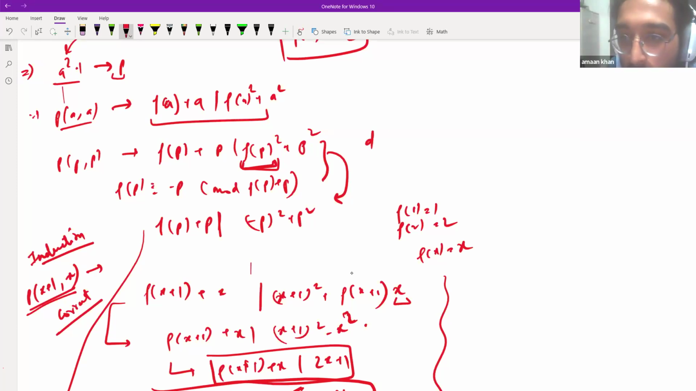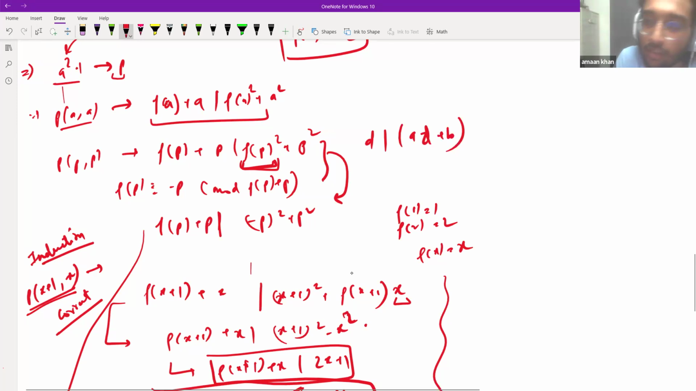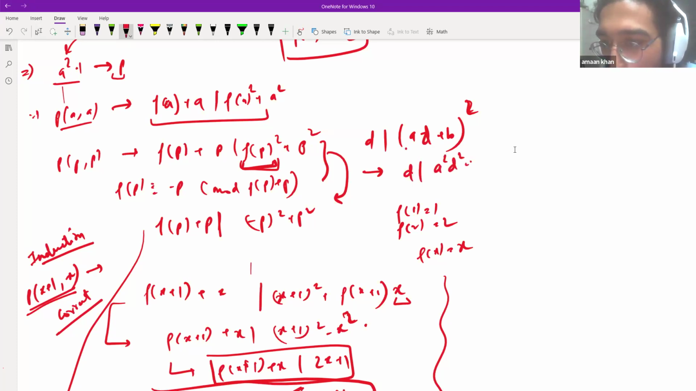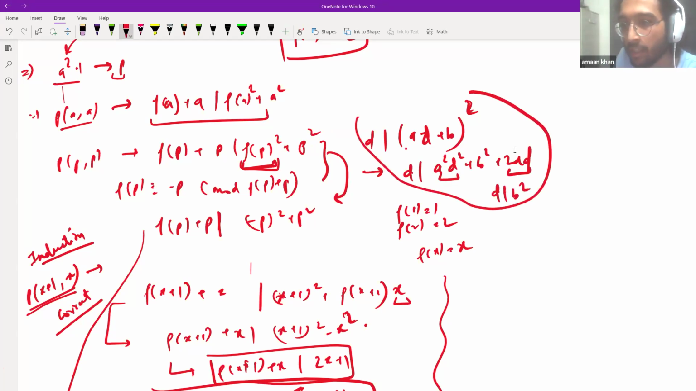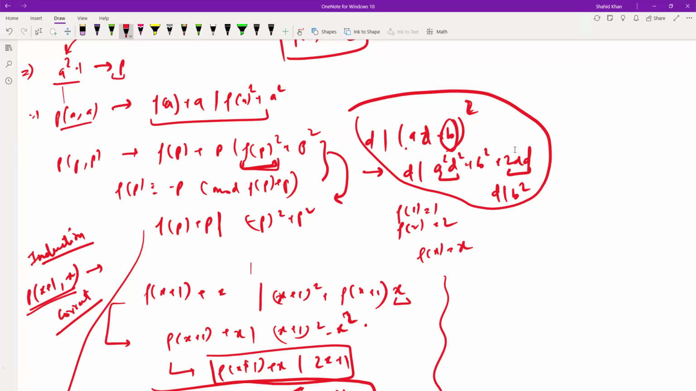Okay. So suppose how do I explain this? Suppose there is something d divides a d plus b, squared. So what does this imply? d divides a square d square plus b square plus 2ad, right? And both of these terms are divisible by d. So d must divide b square. That's what is happening here. So the remainder that this thing leaves when divided by f of p plus p is minus p, right? If you divide this thing by d, then you have b as the remainder. So I'm just putting the remainder square.